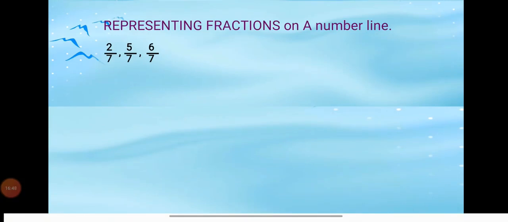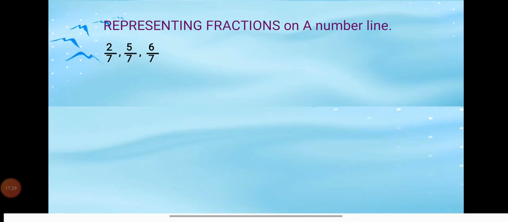Now we have seen that if we had one fraction, whether it was a proper fraction, improper fraction or a mixed fraction, how we are going to place it on a number line. But now we have not one fraction, but we have 3 fractions that we need to represent on a number line. First, you need to check what kind of fraction it is. Let us see the first one, 2 by 7.